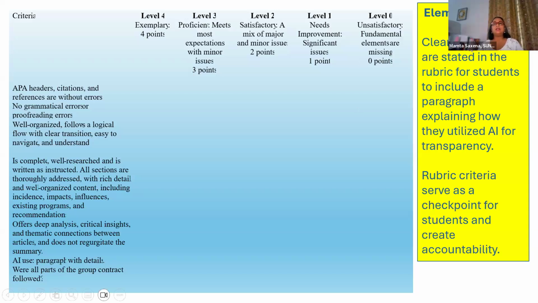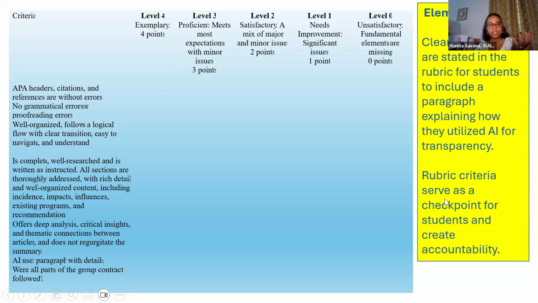Then the next element, element number 8, is the rubric. This is my rubric for this assignment, and you can see within the rubric, I have AI use. If they have not included the paragraph with details, I do not grade their assignments, because this is very important for me to create accountability, so that I understand where they used their AI and where they did not, and what AI they used. So this paragraph is actually part of my rubric as well. And I think that's very important, so that they also understand that we have to be transparent about our AI use.